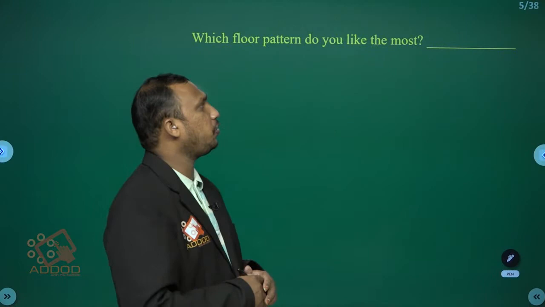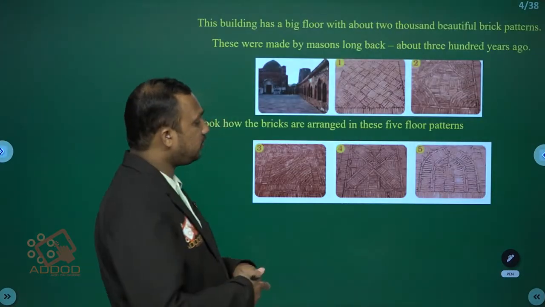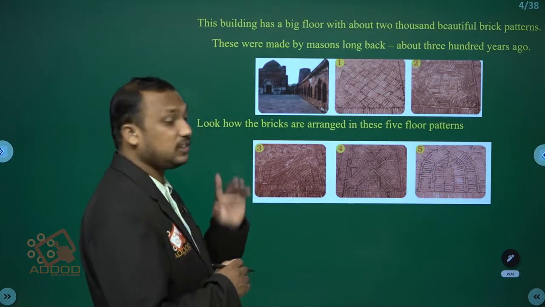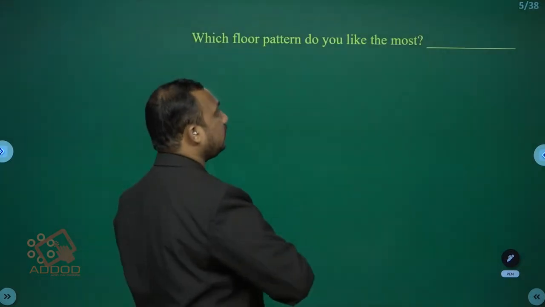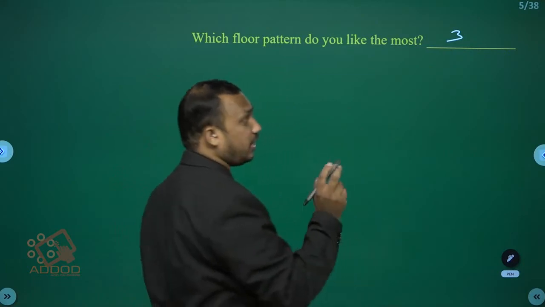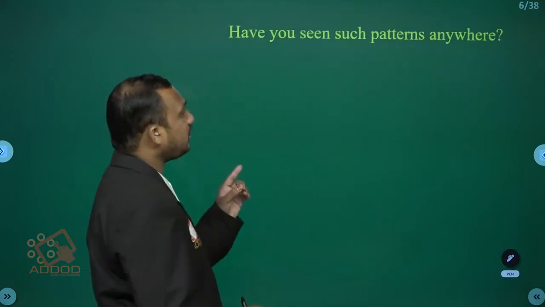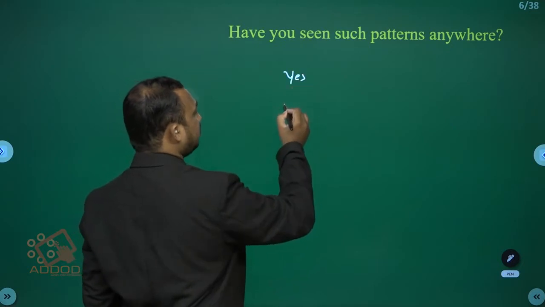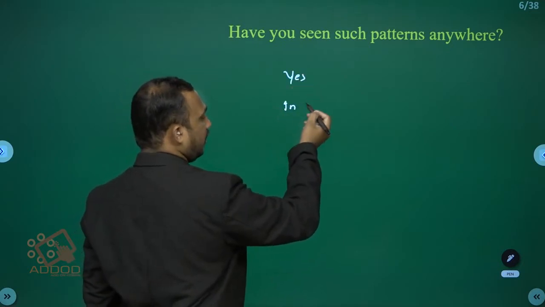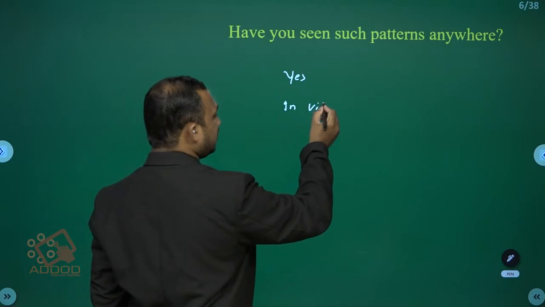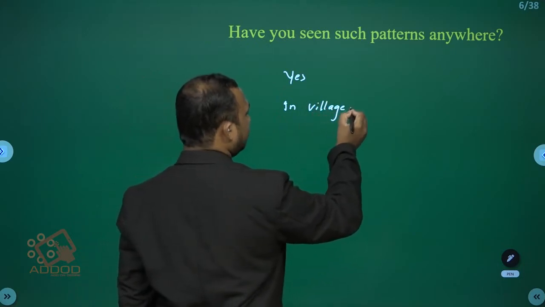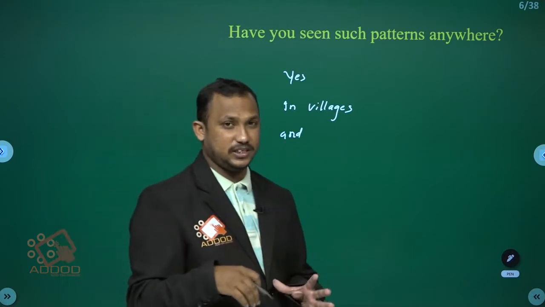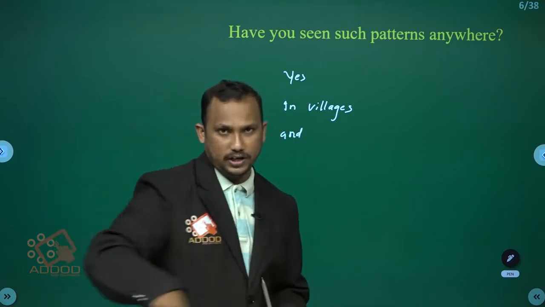Which floor pattern do you like the most? In this, which one do you like most? I think I like the third one. Third one is looking very nice. Yes. Have you seen such patterns anywhere? Yes. In villages we can see that. In villages and in gardens also. In gardening, where you see a garden, they construct the outer borders.